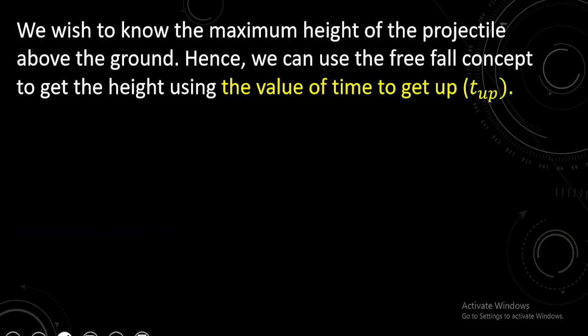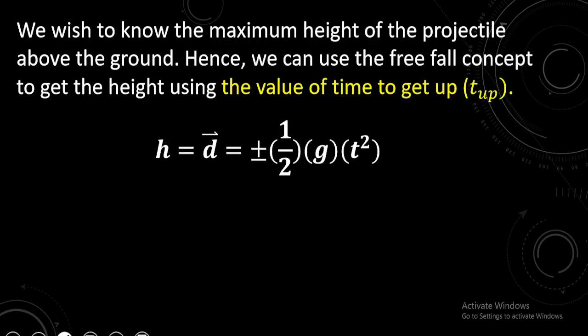We now wish to find the maximum height of the projectile above the ground. Hence, we can use the freefall concept to get the height using the value of time to get up, or t up. So we use the formula h is equal to d, wherein h signifies the height. This is positive or negative 1/2 gt squared.